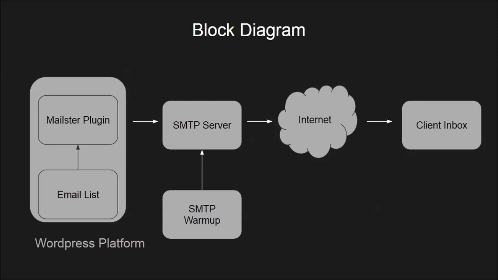Mailster plugin. Mailster is a WordPress plugin designed for email marketing. It allows you to create, manage, and send email campaigns directly from your WordPress site. This plugin makes it easy to organize your email list and track the performance of your campaigns.